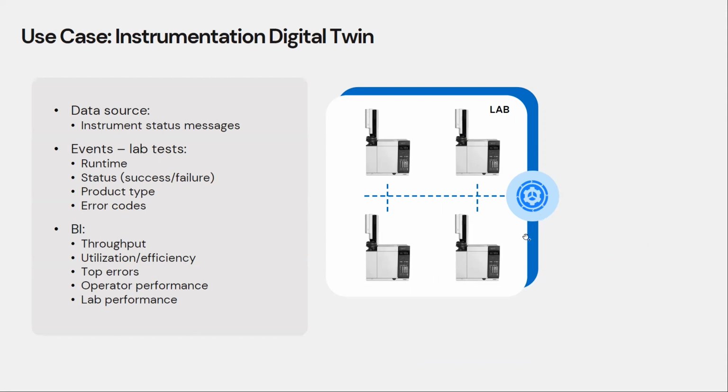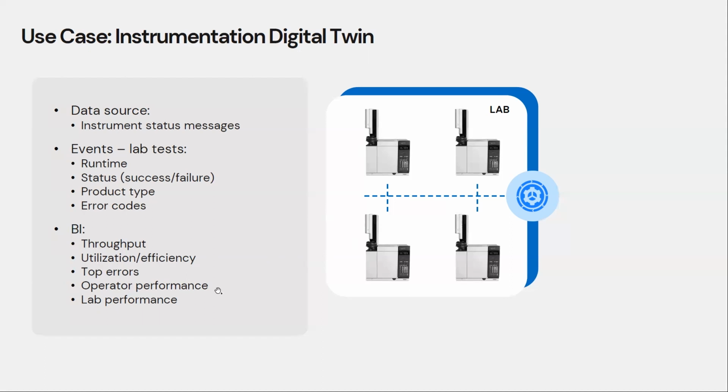So now with those events, you can do a lot of BI analysis. For example, you can understand the throughput, total throughput of a lab, throughput of a particular machine, throughput across different labs. You can understand utilization and efficiency, right? Utilization is how much the instruments get used, and efficiency is how effective they are in producing successful tests. You can understand the top errors, right? What are the top errors that you encounter during the tests? And that'll tell you if there are things you can do to reduce those errors.